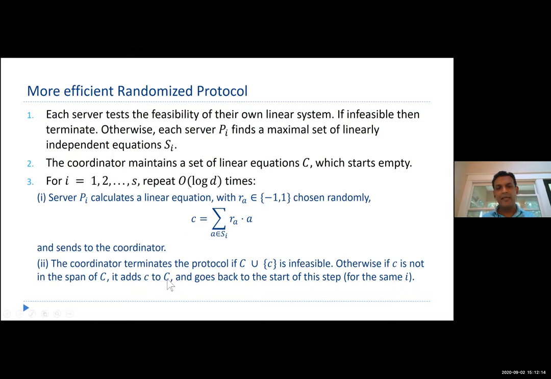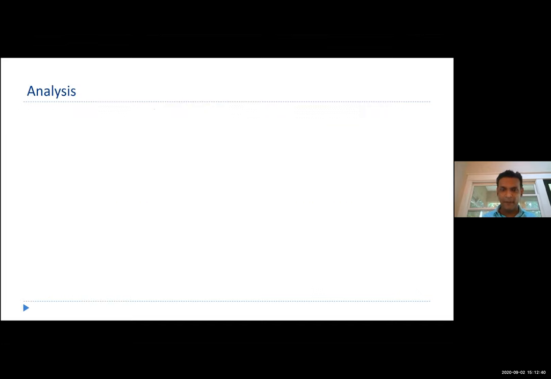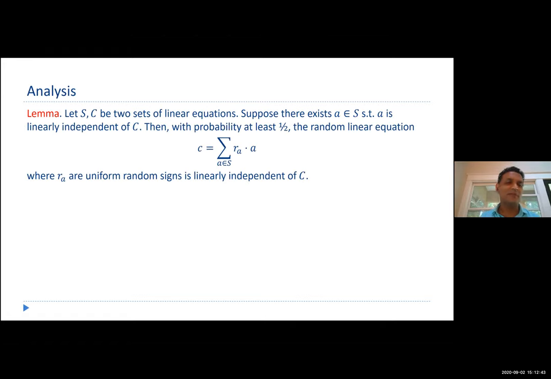And server one, if what it sends ends up being a constraint that's added to C, then we go back and try to send another constraint. And if not, then we do this log d times, still, log d times that C is not added or it's infeasible. So that's the whole protocol for one server, repeated for all servers. And then at the end of the day, the coordinator has a set of constraints. It solves it and you're done. That's the whole algorithm.